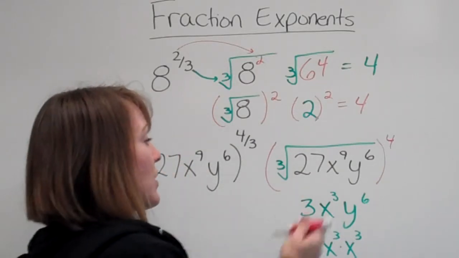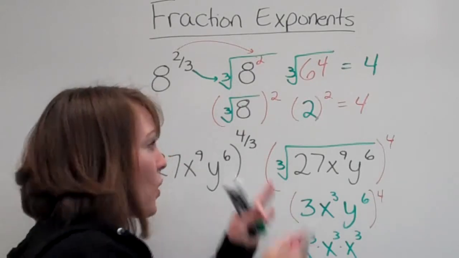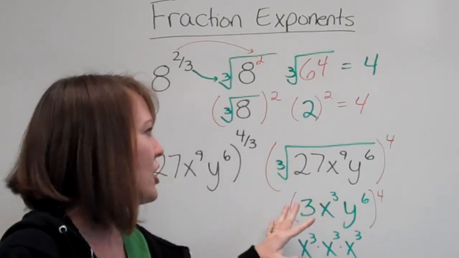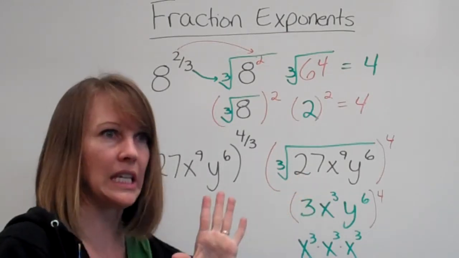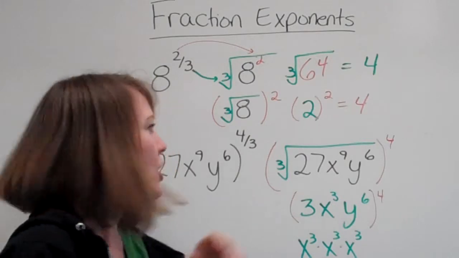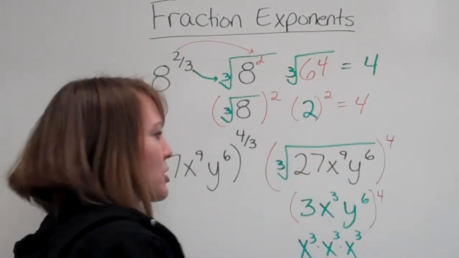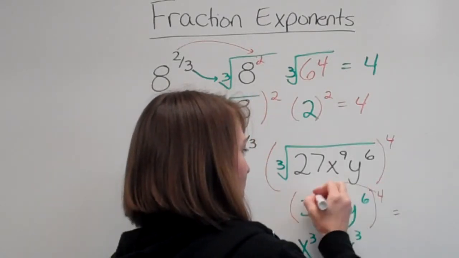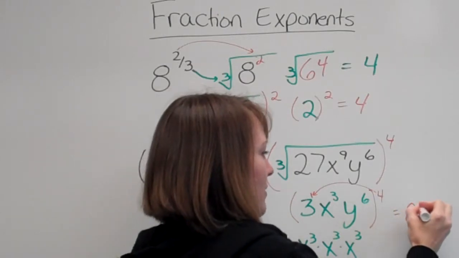All right, then we're going to raise everything to the 4th power. Now, this is why I did the radical first, because I know these numbers are going to be really big. If I had to go 27 to the 4th power and then take the cubed root, I don't know if I could do that in my head. So I'm going to do it the other way around. At this point, I can say 3 times 3 times 3 times 3, that's 3 to the 4th power, which gives me 81.